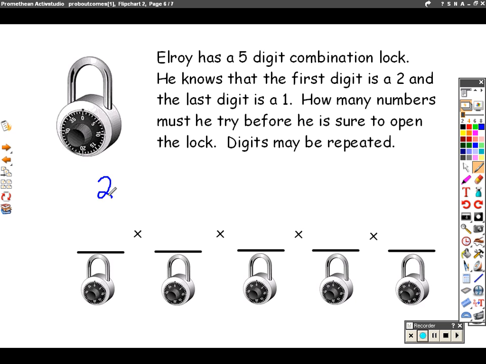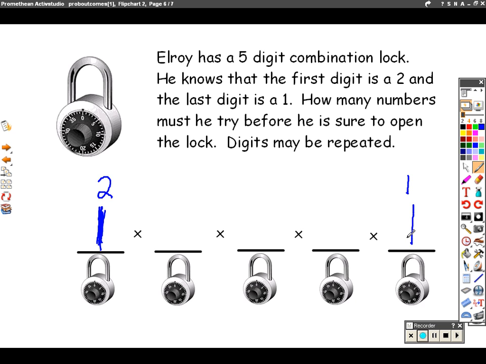If this is 2, I only have one option. I don't write 2 there. I write the number of options. I only have one option, and that's the number 2. And the last digit is 1, so we only have one option for the last digit. Now he has to figure out these other digits here.